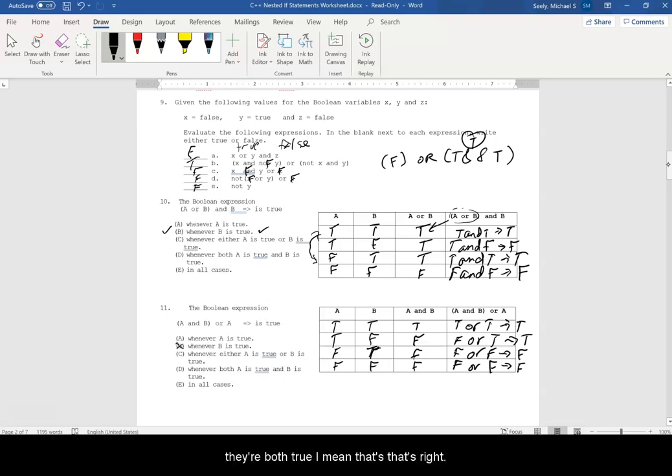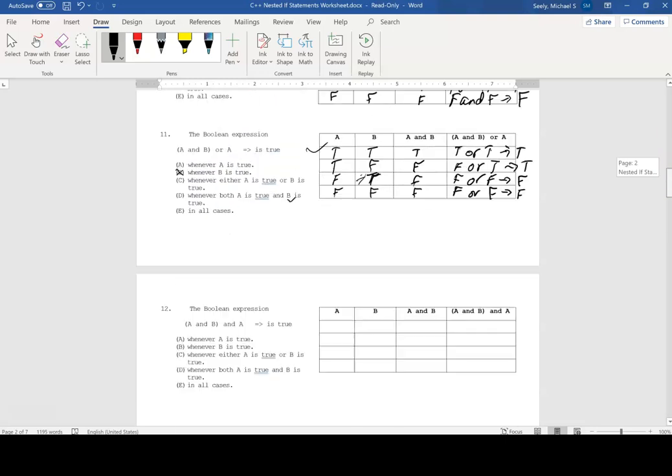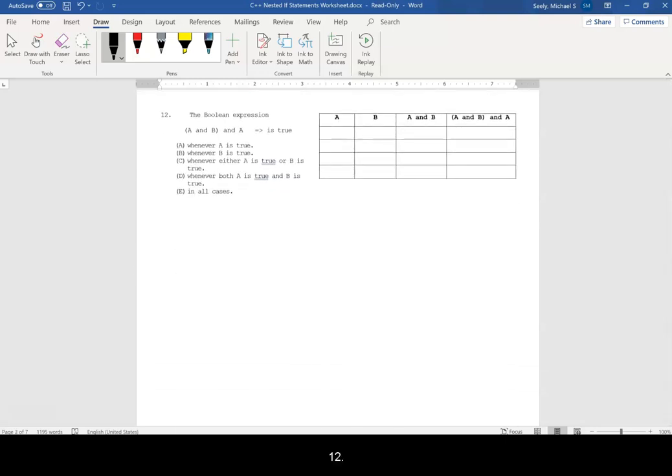Anyway, whenever they're both true, I mean that's right. But again, so this one's also correct because whenever they're both true, it is true. But it just doesn't cover this one down here. So whenever B is true, well. Yeah, it doesn't cover this one right here. So this is the best one, is 11. 12.